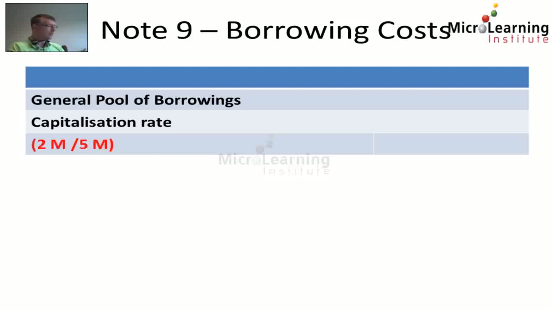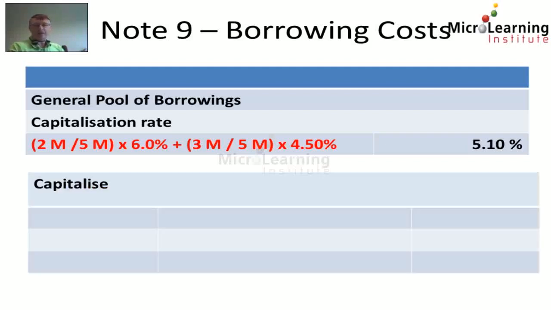So 2 million of our total of 5 million in loans have an interest rate of 6%, and 3 million of our 5 million have an interest rate of 4.5%. Consequently, the weighted average capitalization rate of our loans is 5.1%. So we can now, under IAS 23, or we must now, under IAS 23, capitalize relevant borrowing costs on qualifying assets at 5.1%.